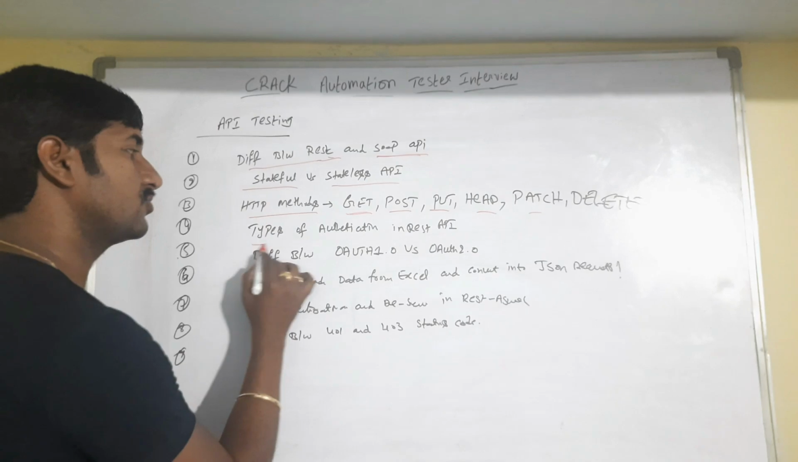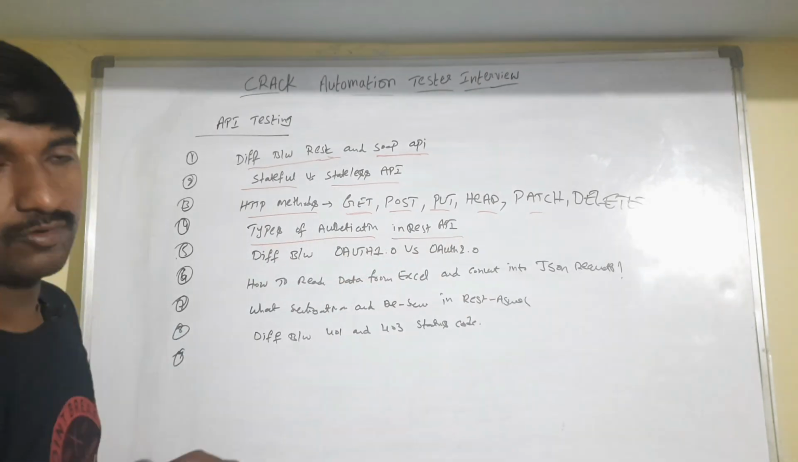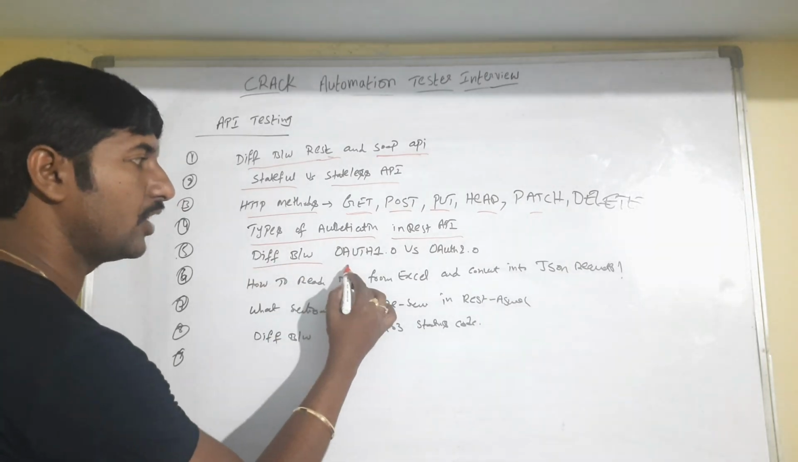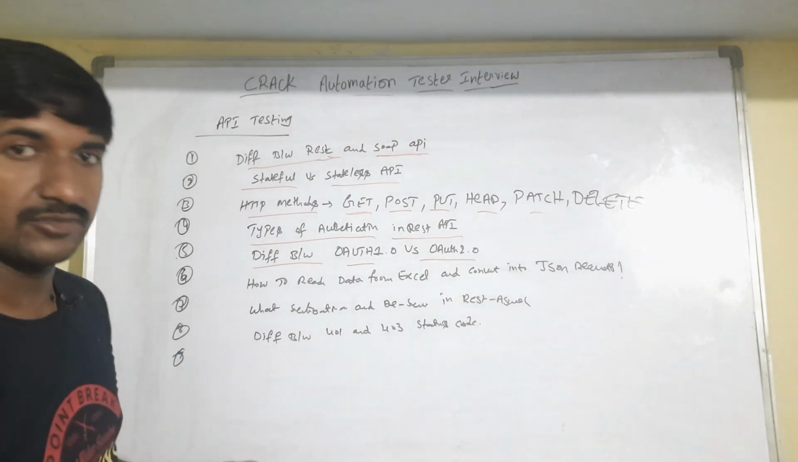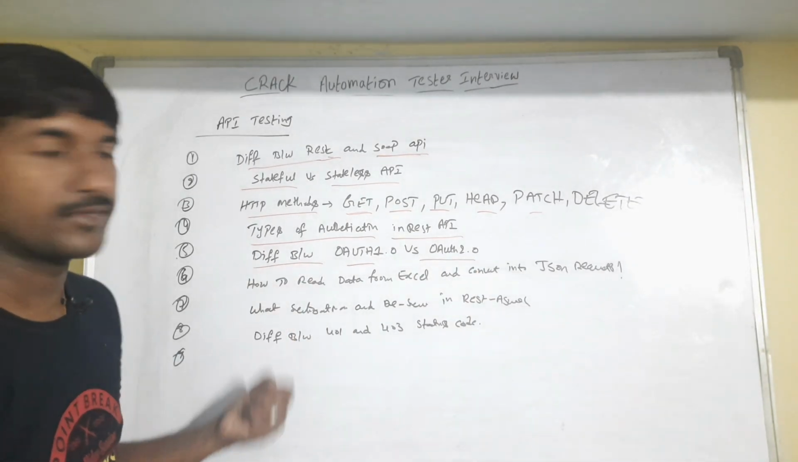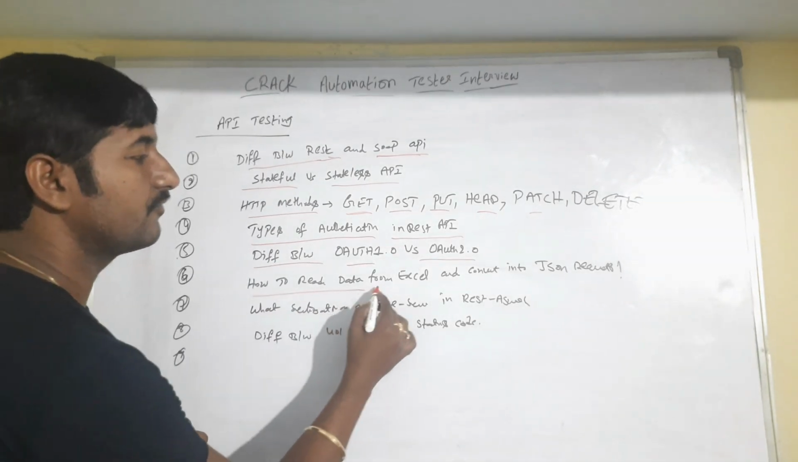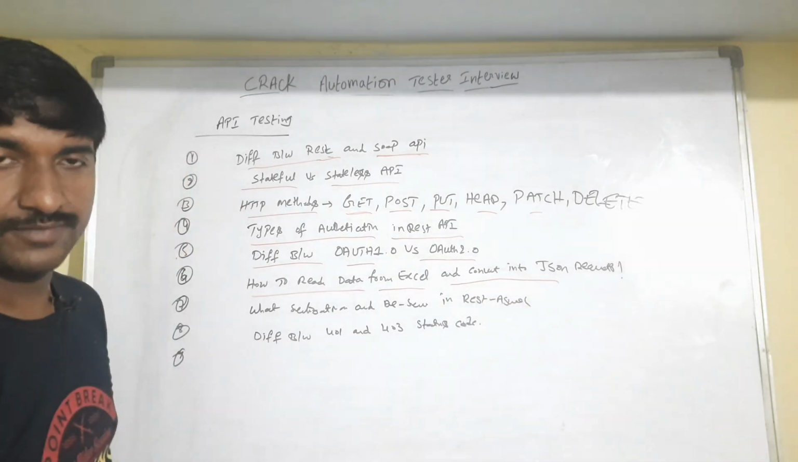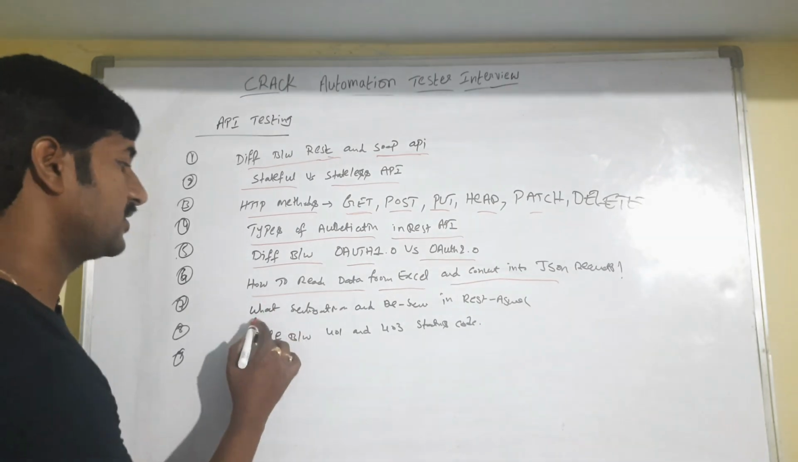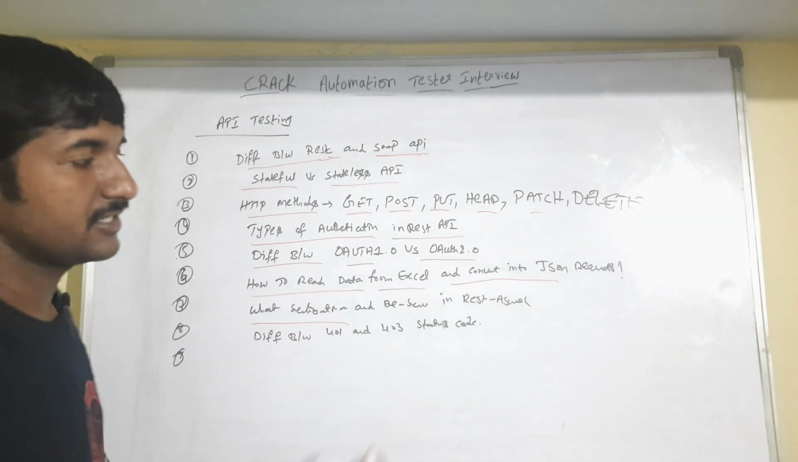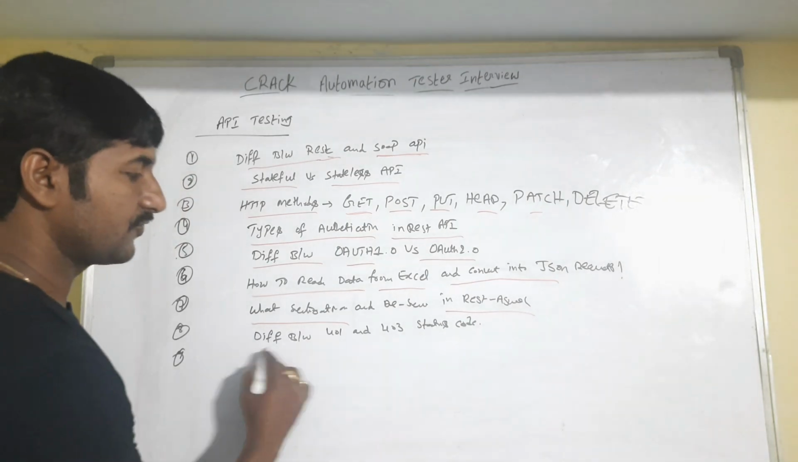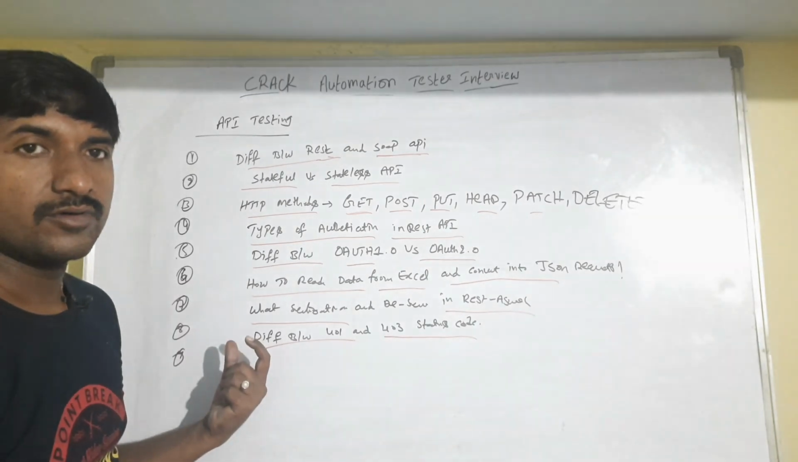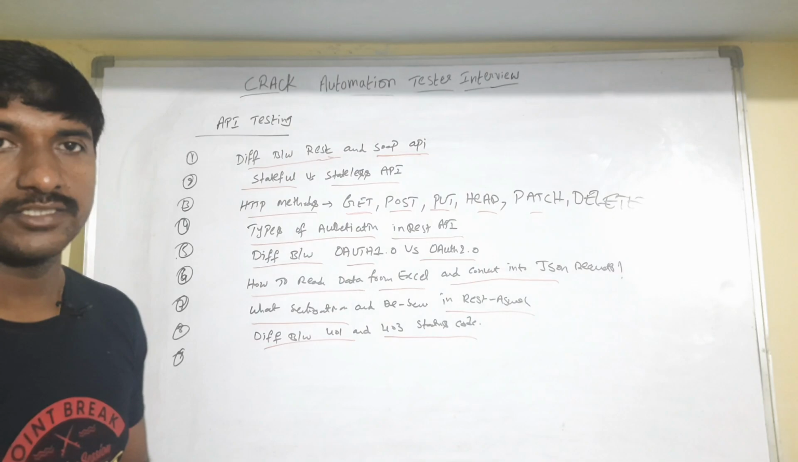And also, you must know the types of authentication in REST API. What types of authentication are available in REST API? And also, you should know the difference between OAuth 1.0 and OAuth 2.0, and in which scenario we use which one. And how to read data from an Excel sheet and convert it into a JSON request. You should know this concept as well. And what is serialization and deserialization in REST Assured? And what is the difference between 401 and 403 status codes, in which scenario we raise 401 and in which scenario 403, and how to resolve them?